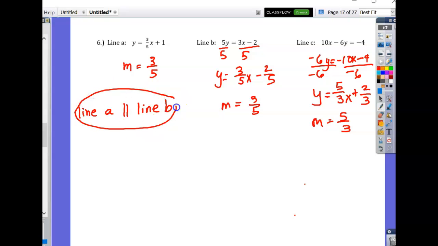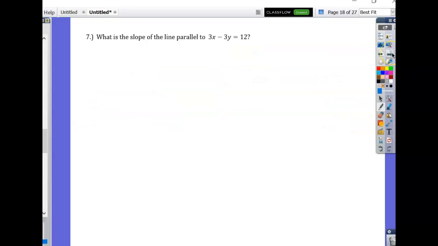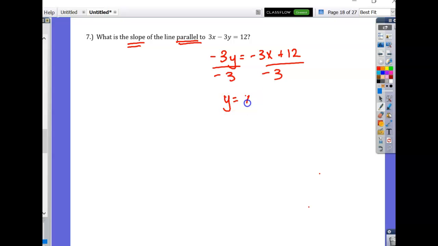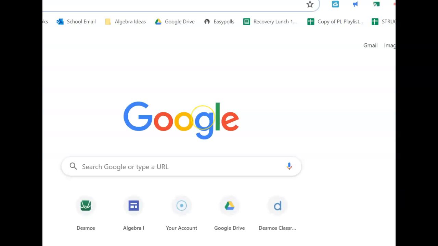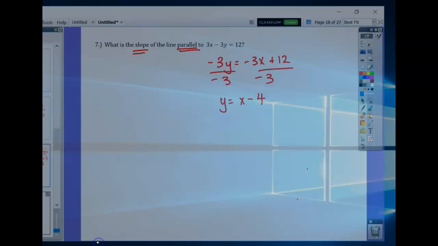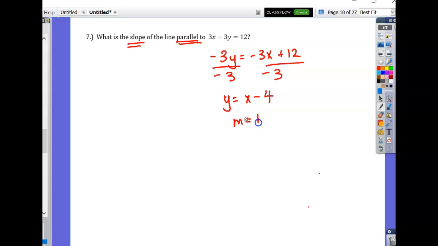So we're just going to keep the answer at line A is parallel to line B. Okay, so 7, if we want to figure out the slope, be careful, we're just looking for the slope. In order for it to be parallel, it needs to be the same slope, so we want to put it in slope-intercept form. Negative 3y equals negative 3x plus 12. And then we divide by negative 3. Y is equal to x minus 4. So once we do that, it jumps right out that our slope is 1.